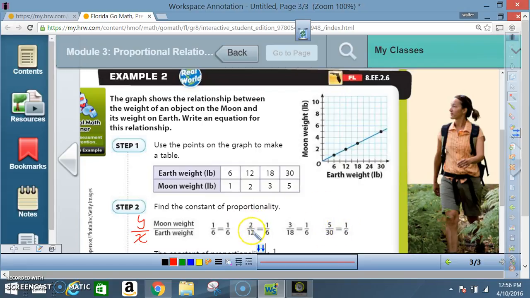All right, let's go through to be sure we know how to reduce. 2 goes into 2 once. 2 goes into 12, 6. 3 goes into 3 once. 3 goes into 18, 6. 5 goes into 5 once. 5 goes into 30, 6. And notice our constant is 1 over 6 every time. So our constant is the same every single time.